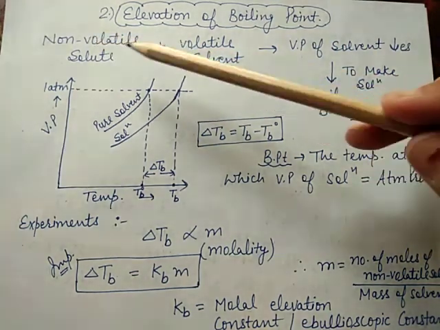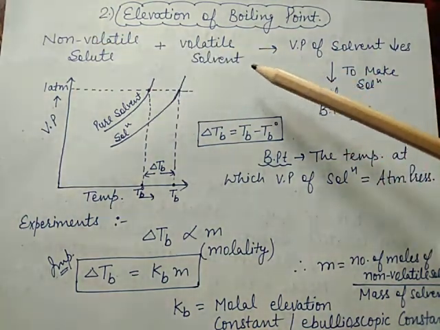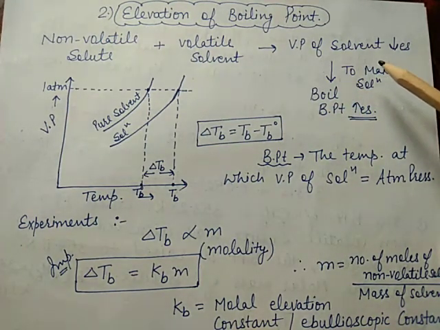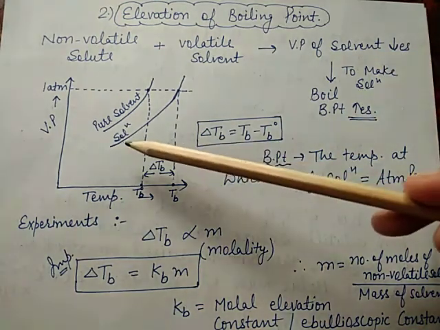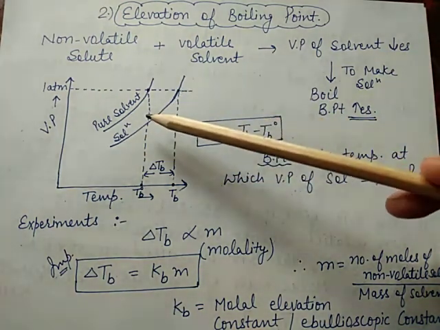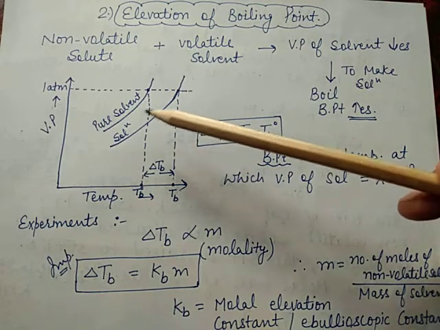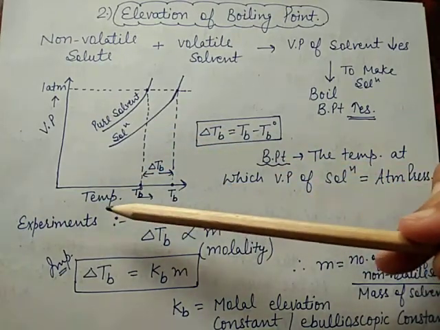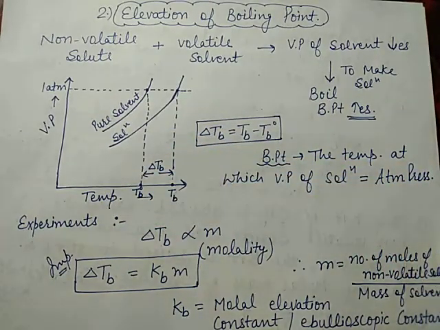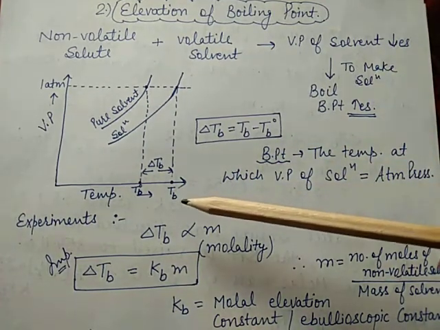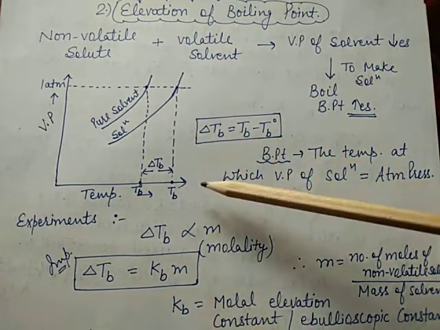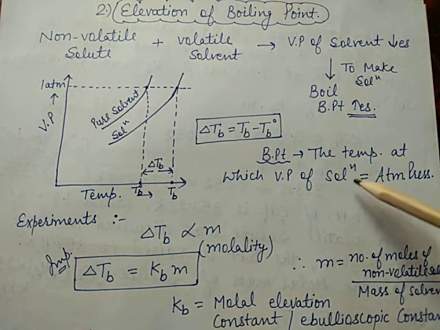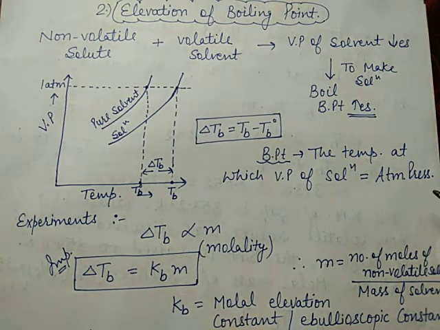In this property, when a non-volatile solute is added to a volatile solvent, the vapor pressure of the solvent decreases. In order to make this solution boil, its vapor pressure must increase by increasing the temperature above the boiling point. Boiling point is the temperature at which the vapor pressure of the solution is equal to atmospheric pressure.